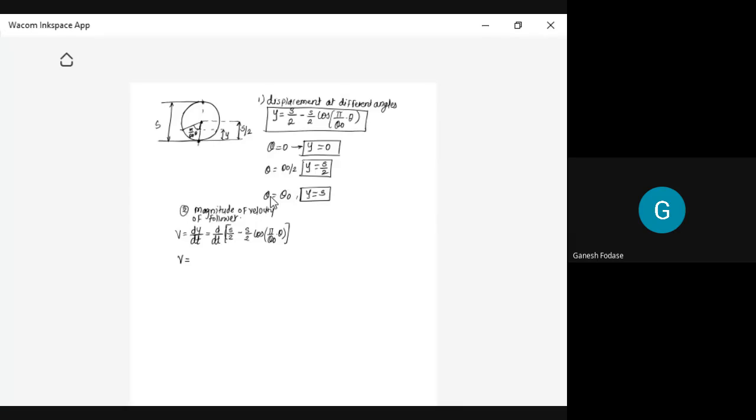It's very simple. You can see it is s by 2 minus s by 2. So we can take common. So actually it is d by dt of. Shall I explain or you are solving it?